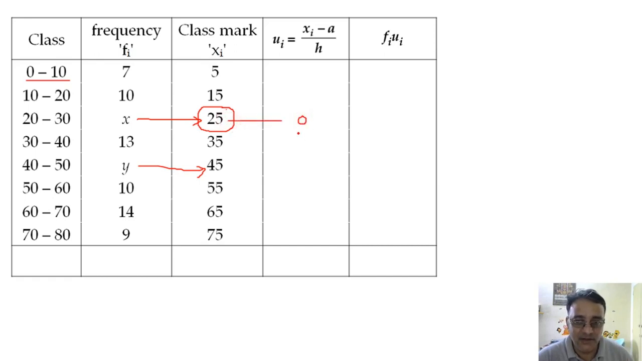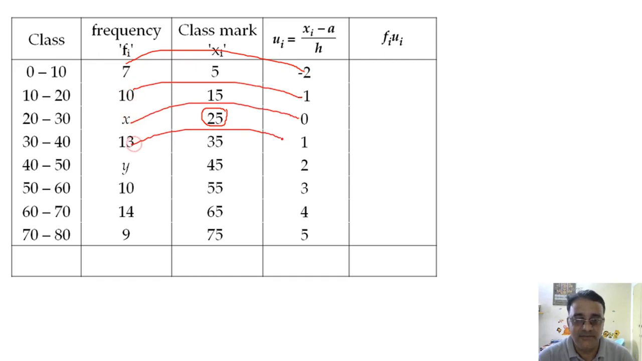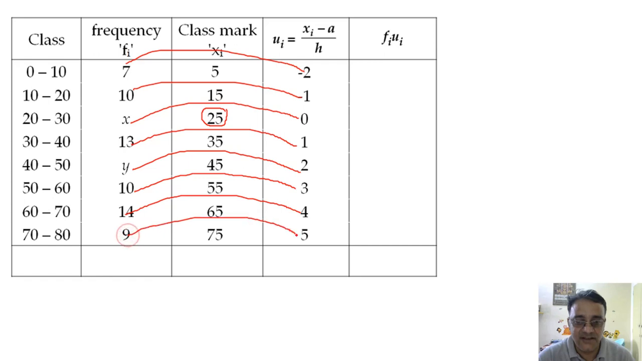Now this is 1, 2, 3, 4 and 5, and above you have to write the minus value, negative integers, minus 1, minus 2. Clear? So we took 25 as the assumed mean. Now f into u: first minus 14, minus 10, 0, 13, 2y, 30, 56, 45.